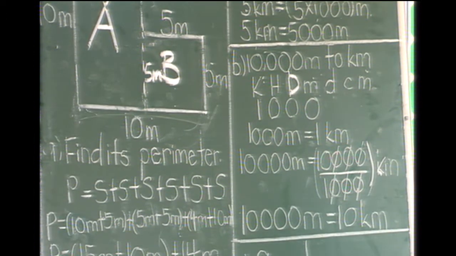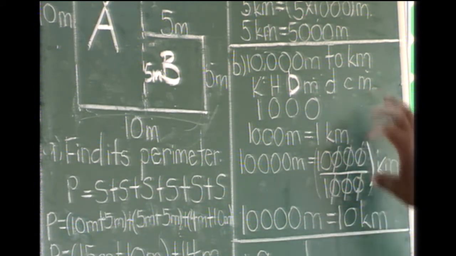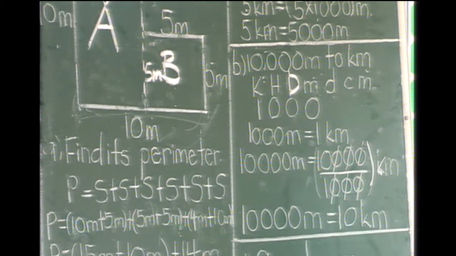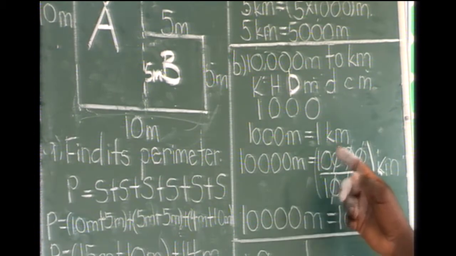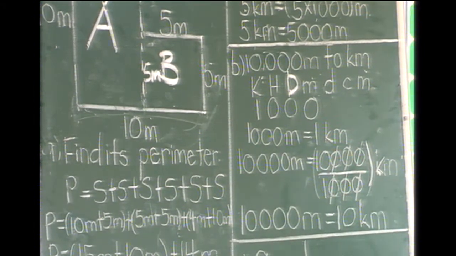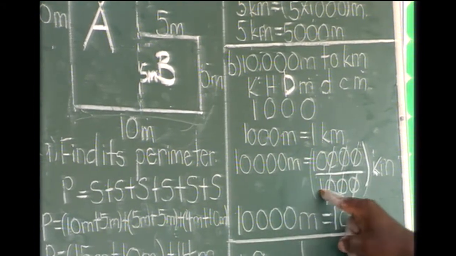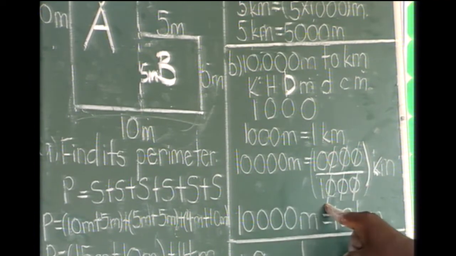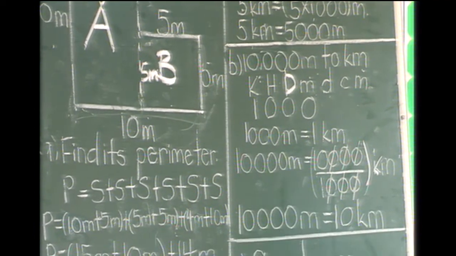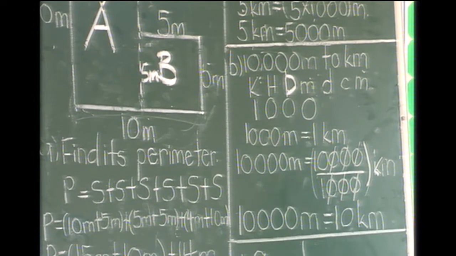And don't just enjoy cancelling off the zeros. Please ensure the number of zeros you have cancelled off is the number you have here. 1, 2, 3 cancelled, 1, 2, 3 cancelled. So meaning the other one doesn't have any other 0 to cancel it by. So we have got 10 divided by 1, which is 10. So 10,000 meters are equivalent to 10 kilometers.